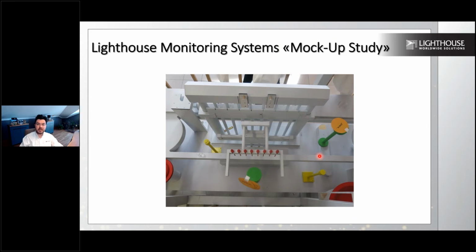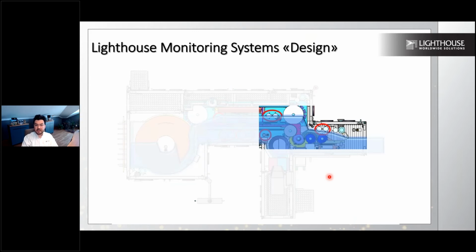So you will be able to measure each and every location thanks to the system design, which has the exact size and dimensions of your filling line. In our mock-up study here, we will be able to cover six of these needles with the left side, while the other six or five of them will be covered by the particle counter on the right side.